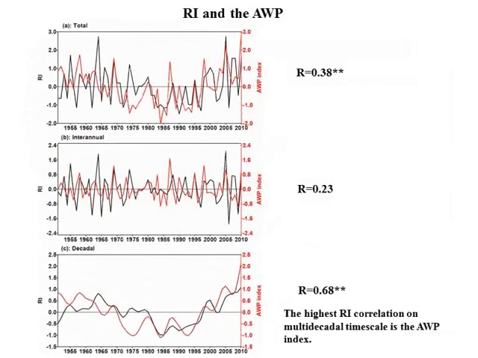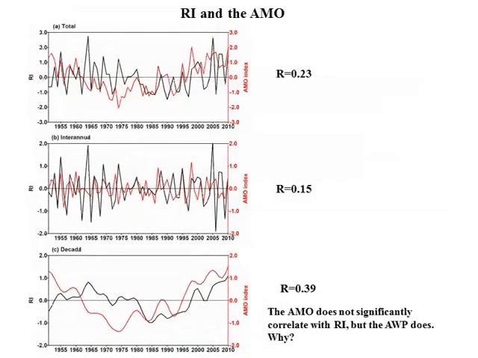So okay, next we show the Atlantic warm pool. The Atlantic warm pool is also very important, very interesting. You see that on the interannual time series, the correlation is not significant. However, on the multi-decadal time series, it is significant, very high, almost reaching 0.7. So that's the warm pool. And how about the AMO? The AMO is not significant no matter what time scale: total, interannual, or multi-decadal. The correlation is positive, however, not significant.